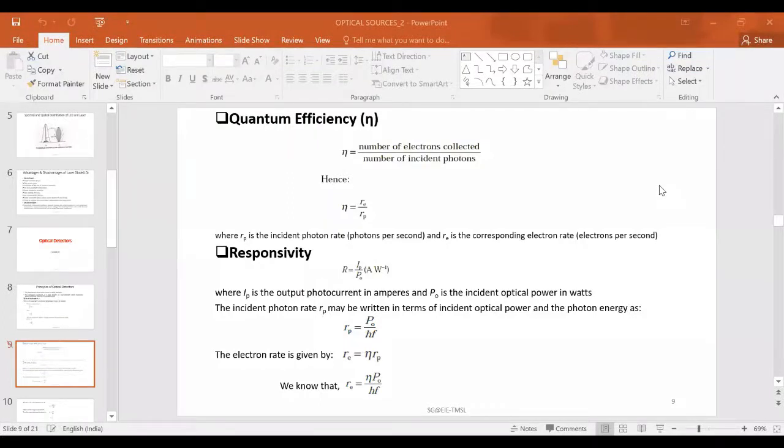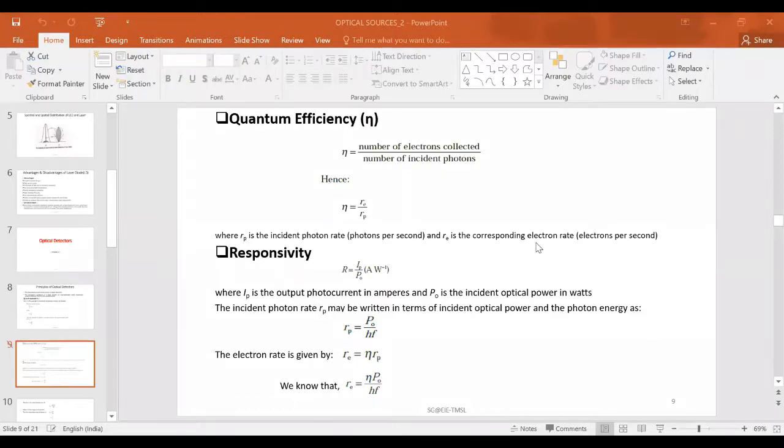The next parameter is called the quantum efficiency, eta, which is already defined. It is defined as the number of electron-hole carrier pairs generated per incident photon of energy h nu, and it is given by this equation: eta equals Re by Rp, where Rp is the incident photon rate, in photons per second, and Re corresponds to the electron rate, in electrons per second.